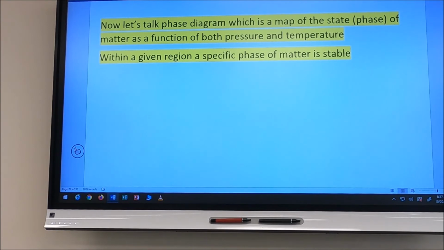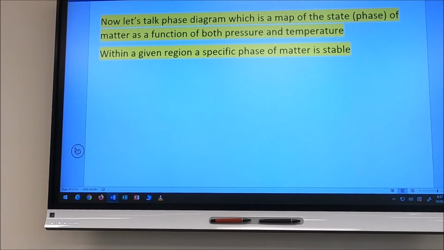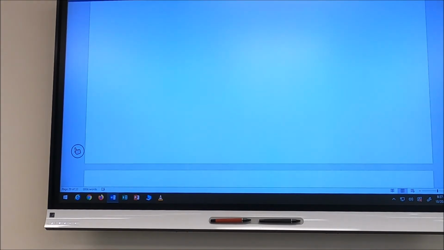We're going to talk about a phase diagram. A phase diagram is a map of the state phase of matter as a function of both pressure and temperature. Within a given region, a specific phase of matter is stable. So under those conditions, that's the phase that we would see. So let's look at a phase diagram.